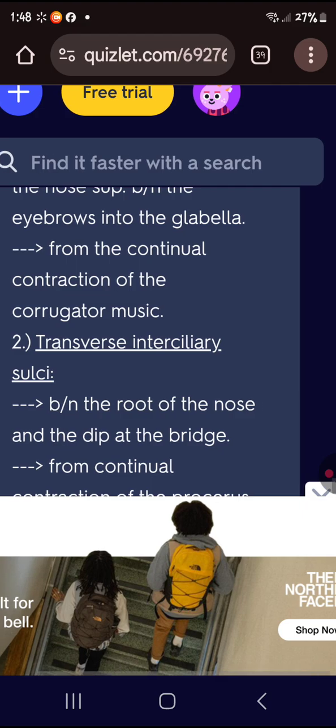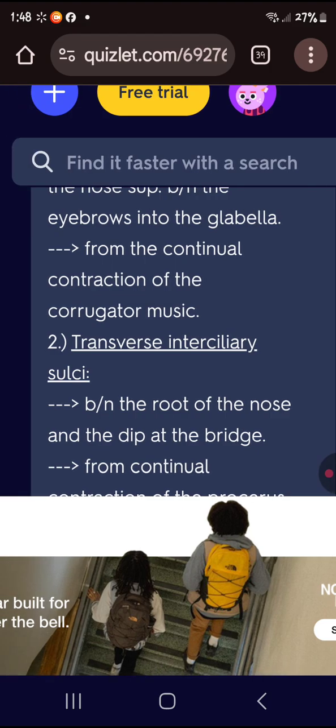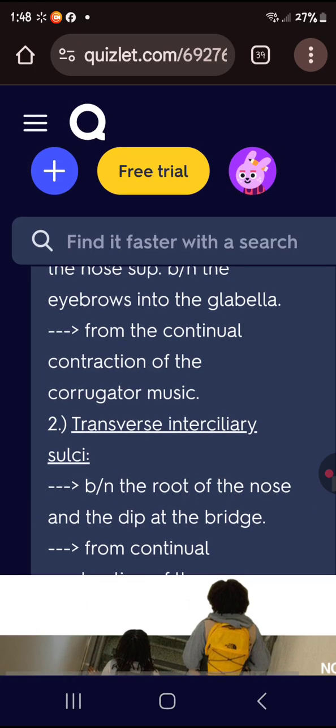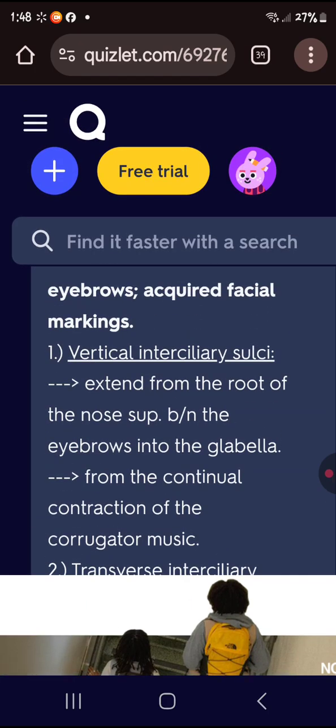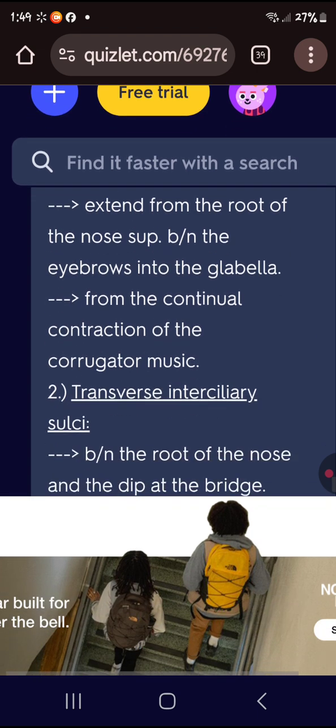And from the continual contractions of the corrugator muscle is where the interciliary sulci come from. Continual contraction of the corrugator muscle. That's what moves the little gator body up between the eyebrows. That's what it looks like in the pictures.